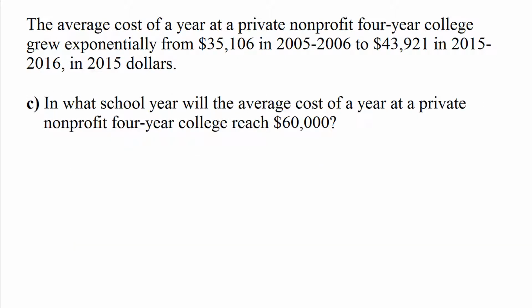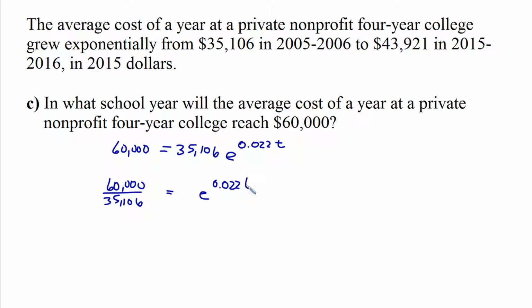Part C. In what school year will the average cost of a year at a private nonprofit four-year college reach $60,000? Well, this time we're given the output. So we'll write 60,000 is equal to 35,106 e to the 0.022 t, and we need to solve for t. The first step is to divide both sides by 35,106. This gives us 60,000 over 35,106 is equal to e to the 0.022 t. Next, we'll take the natural log of both sides.